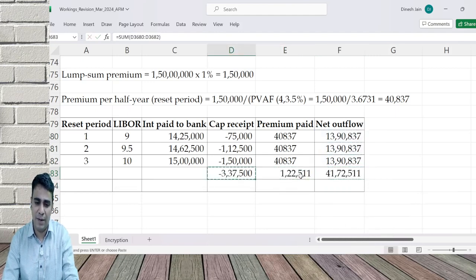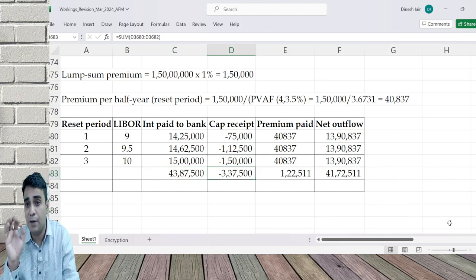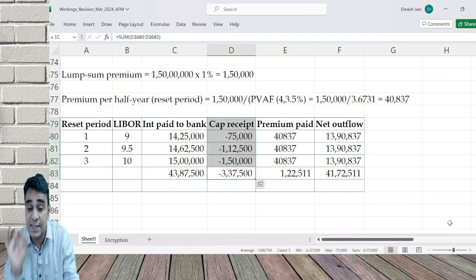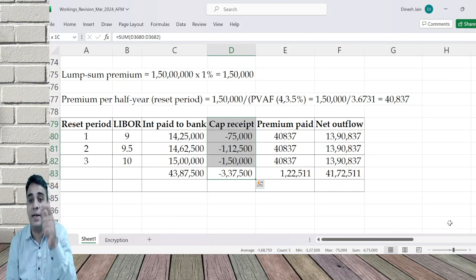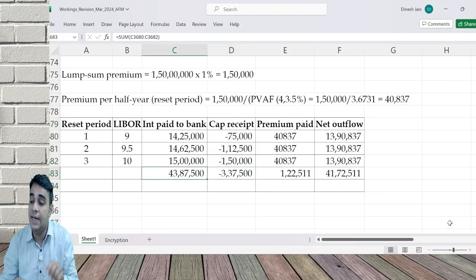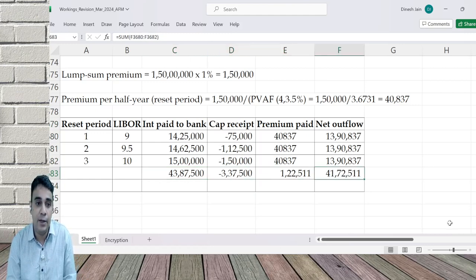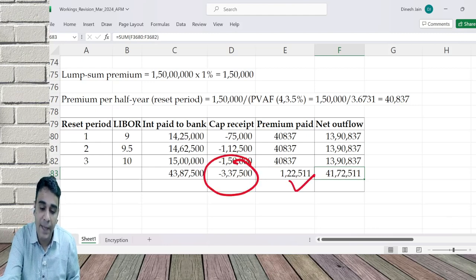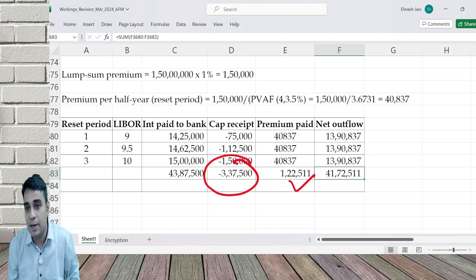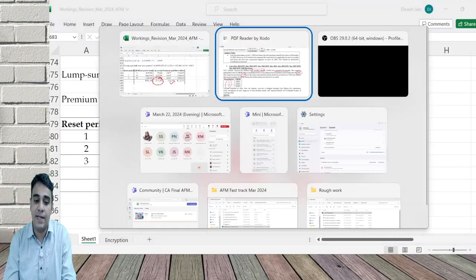Now be in listen mode, no need to keep writing it. What is the benefit of the cap option? The interest rate risk is an extra 337,500. That cap receipt is the extra outflow of yours which came back to you. If the cap was not there, you would have paid 43,87,500. Because of the cap option, we have paid 41,72,511. So the cap option helped me in saving 337,500 by paying 122,511. That's the benefit of the cap option.